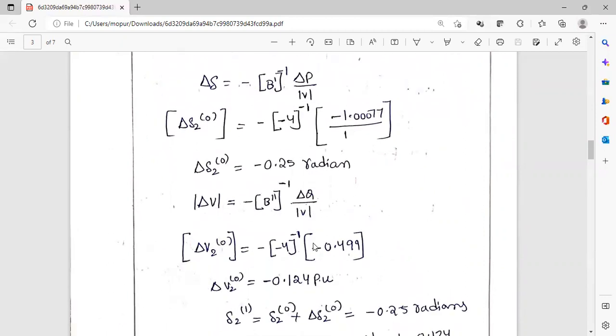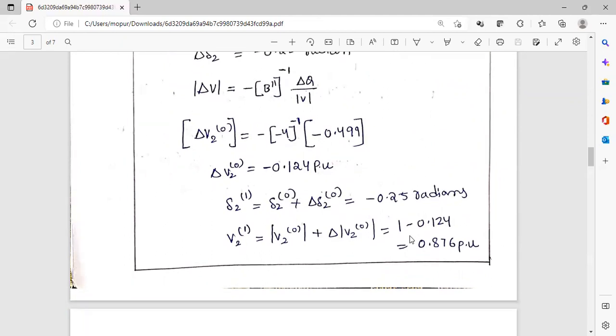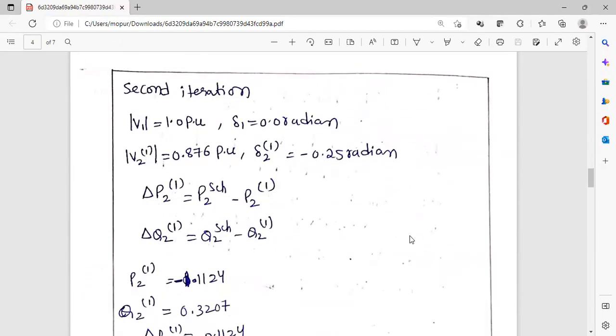Similarly, for finding delta V2 of 0, we have this formula, minus B double dash inverse into delta Q by modulus of V. So you substitute, and then you will get delta V2 of 0. Now, as we had done in the previous methods, delta 2 of 1 is equal to delta 2 of 0 plus the change in delta 2 of 0, which gives you the first iteration angle for the second bus. Then modulus of V2 of 1 is equal to modulus of V2 of 0 plus modulus of delta V2 of 0, which gives you the first iteration final answer. Now, considering these values, you proceed for the second iteration.